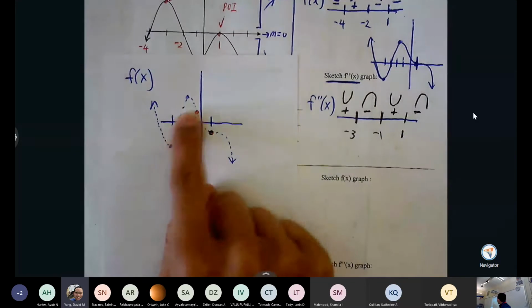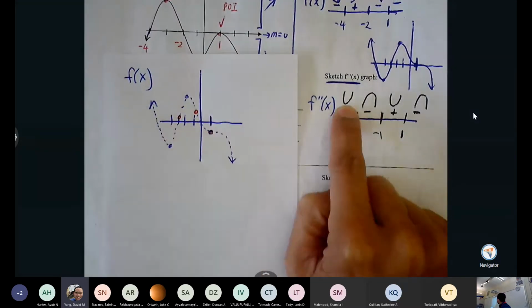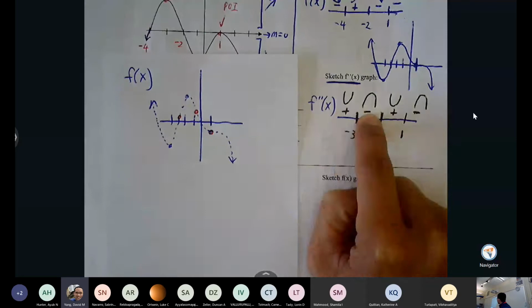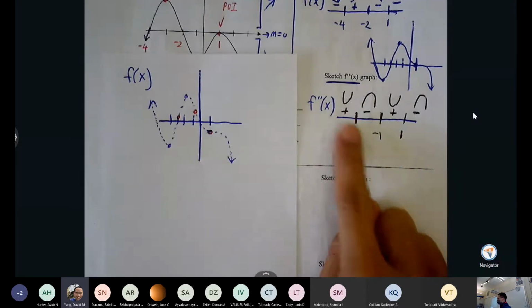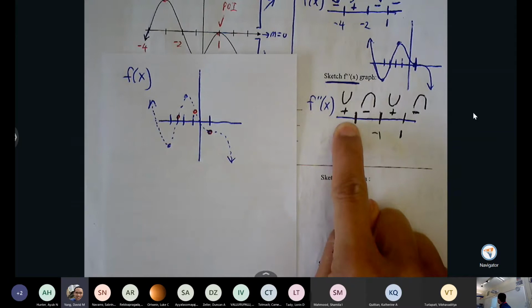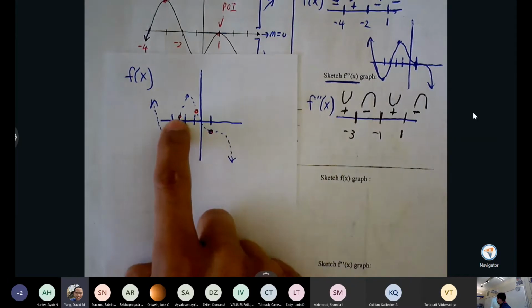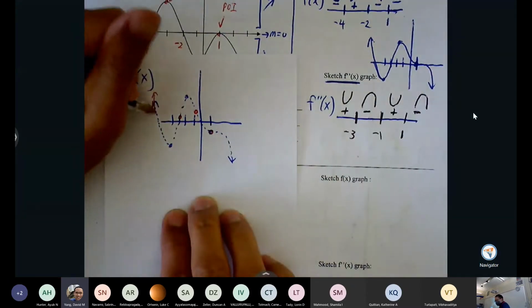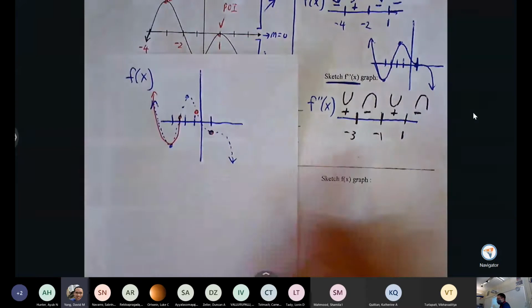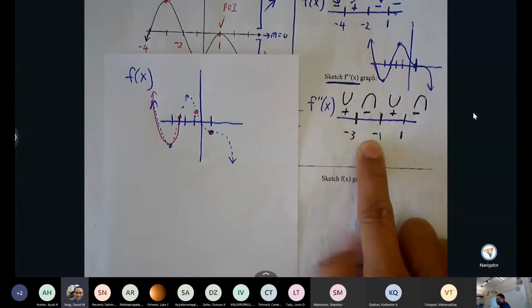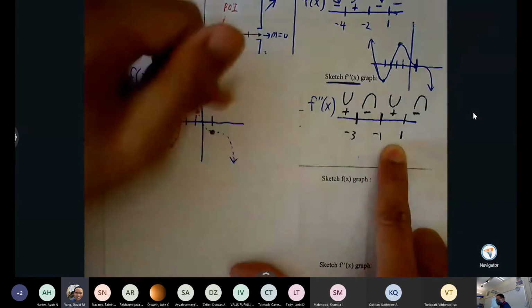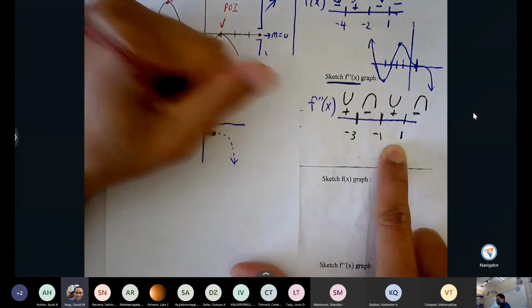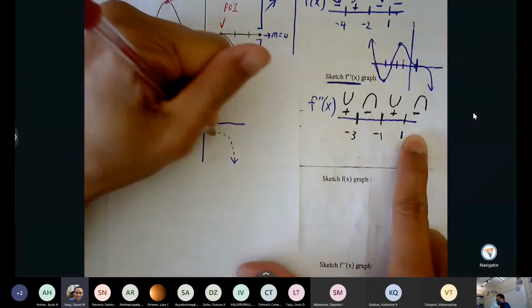So these are nice target points now, because now we just have to give it the appropriate curvature from one point to the next, either concave up or concave down. So I want a concave up looking graph up to this point. Between -3 and -1, I want a concave down shape. Between -1 and 1, I want a concave up. And to the right of 1, I want concave down.